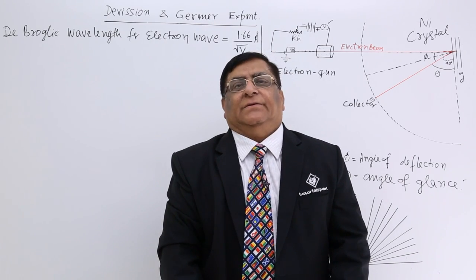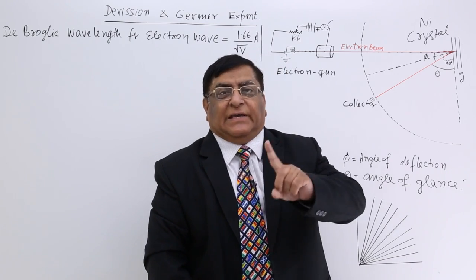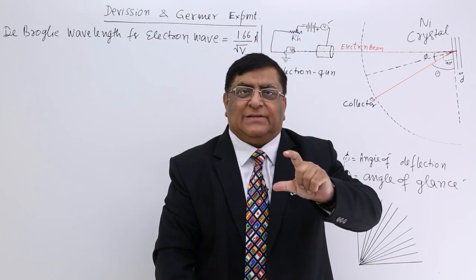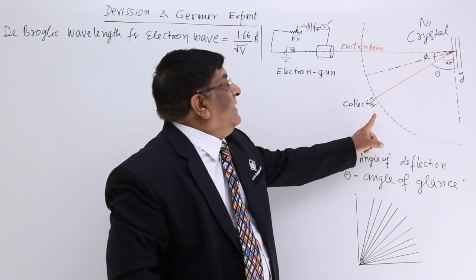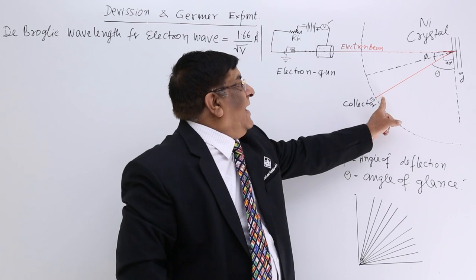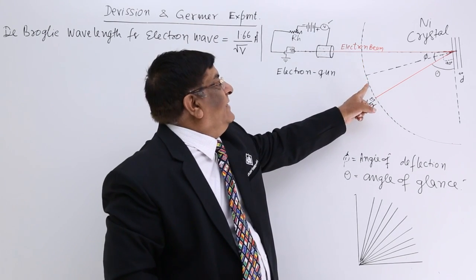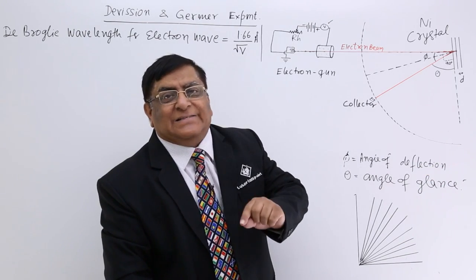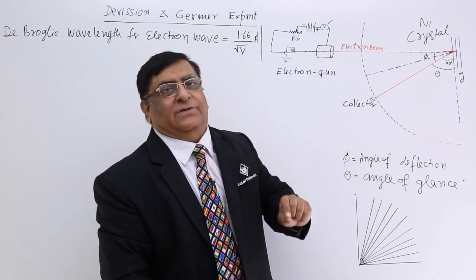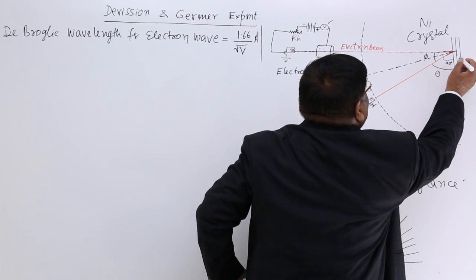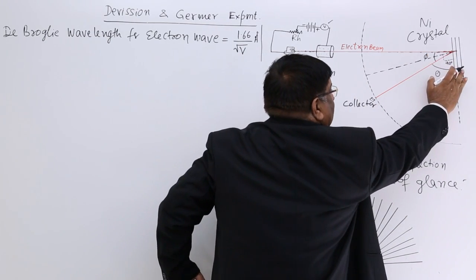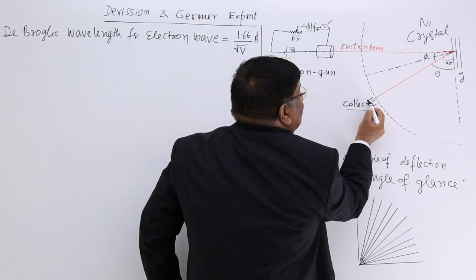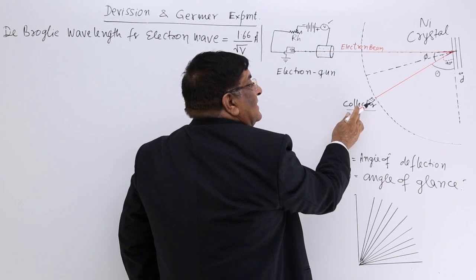But what we do is we keep the nickel at one place and see how many electrons are reflected at this point, this point, this point, this point and this point. That is another way of doing it, and we do it that way. So we make the nickel stationary at one point, and we are moving this collector. This is the collector.